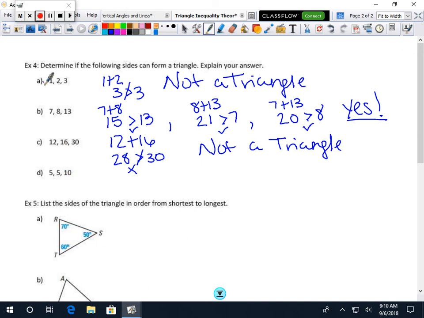And example D is similar to example A. If I add the first two, 5 plus 5 would give me 10. 10 is not greater than 10. It's equal to 10. And since it's not greater, this is not a triangle.